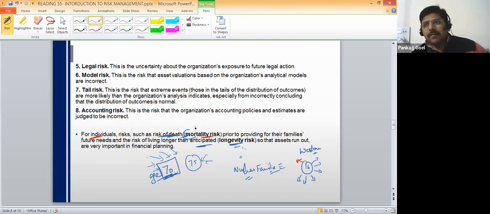So if anyone dies too early and that person is the earning member, so what is the problem? The problem is what will happen to the survivors? Those people who were dependent, what will happen to them? There will be a lot of problems for them. So that is mortality risk. And this risk is certain.